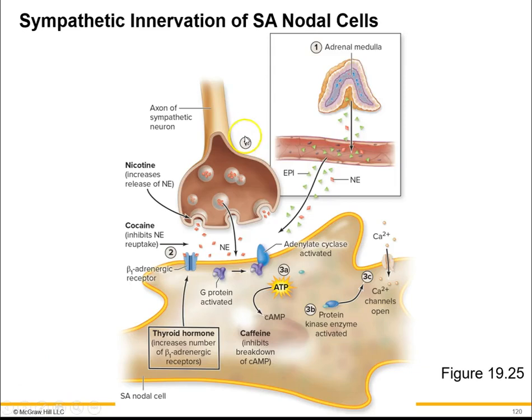Note up here, we have the adrenal medulla. Remember, this guy releases epinephrine and norepinephrine upon sympathetic stimulation. So we also have epi and norepi traveling in the bloodstream that's going to reach our SA nodal cells as well. Here is nicotine. It's going to increase the release of norepinephrine, so it acts right here. Cocaine inhibits norepinephrine reuptake, so it acts at the level of the synapse. And then caffeine works within the SA nodal cell itself to inhibit breakdown of cAMP.